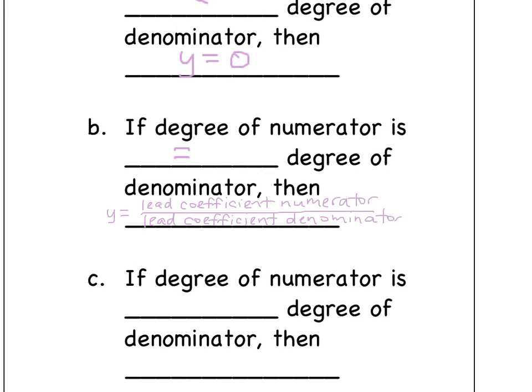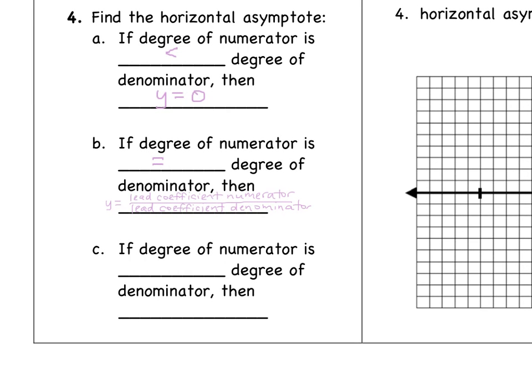The last scenario: we've got less than, we've got equal to. The last scenario is if the degree of the numerator is greater than the degree of the denominator, then there is no horizontal asymptote. When you get into pre-calculus and calculus, you'll get into this scenario, but for our purposes here, you really just need to focus on scenarios A and B.